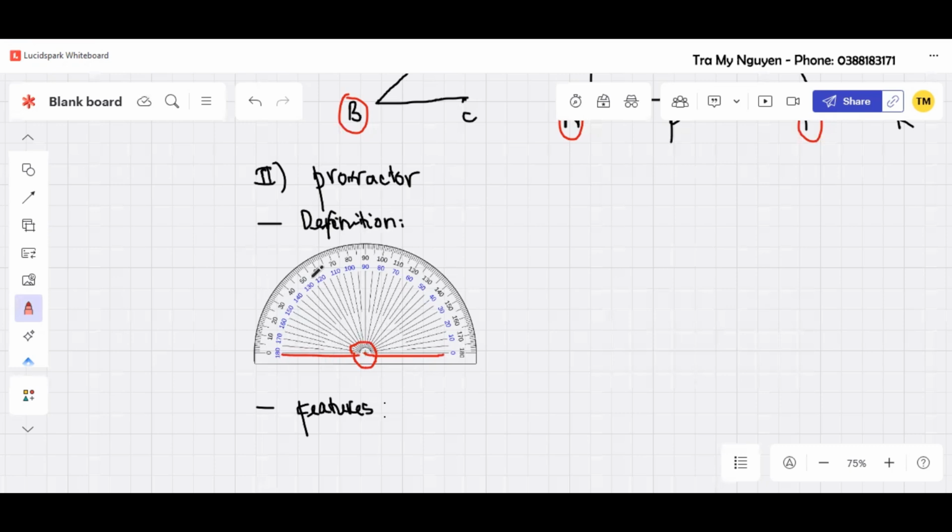And you can also see that this protractor has two circles, right? The inner circle here and the outer circle.